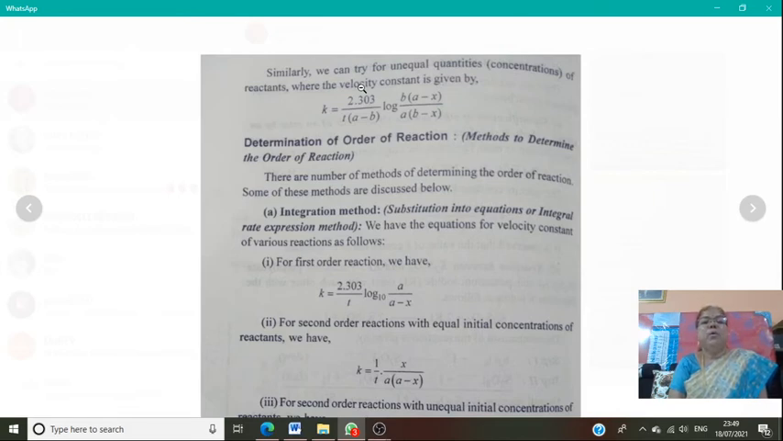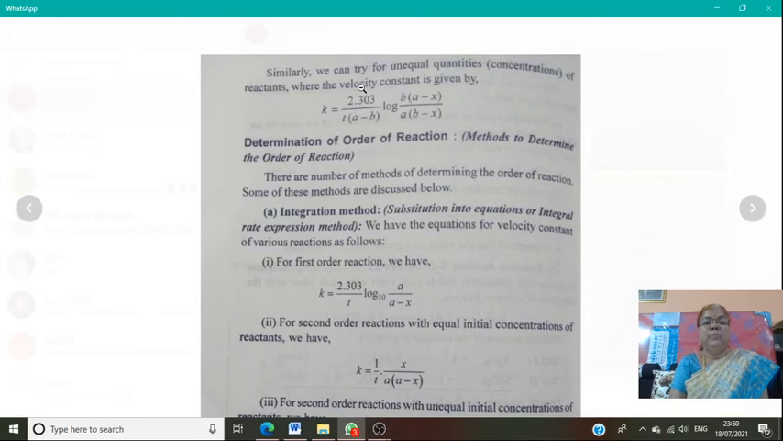That is, we have the integrated equations or integrated forms of equations for first order, and second order with equal and unequal initial concentrations. If we substitute the values of initial concentration, decrease in concentration and time, the K values are constant. That method is the integration method, or substitution into equations, or integral rate expression method. We have the equations for velocity constant of various reactions as follows.